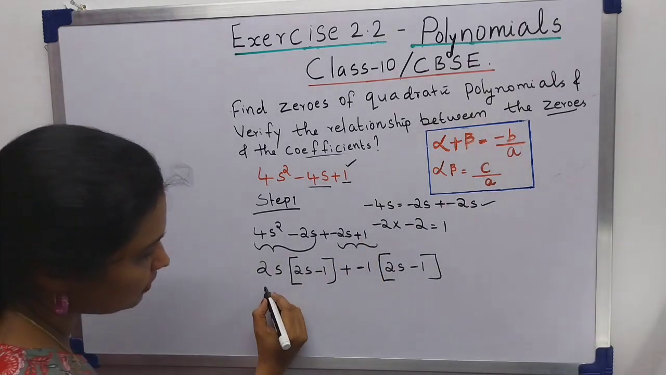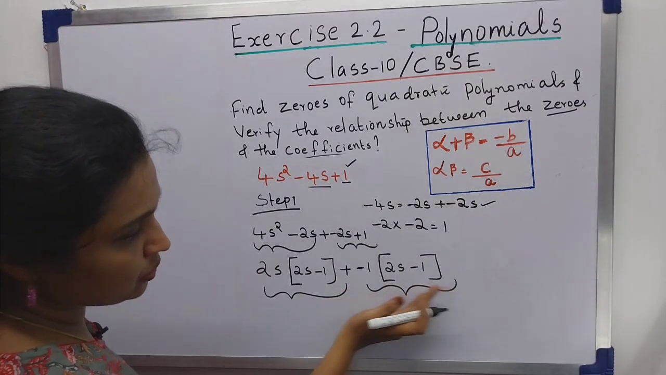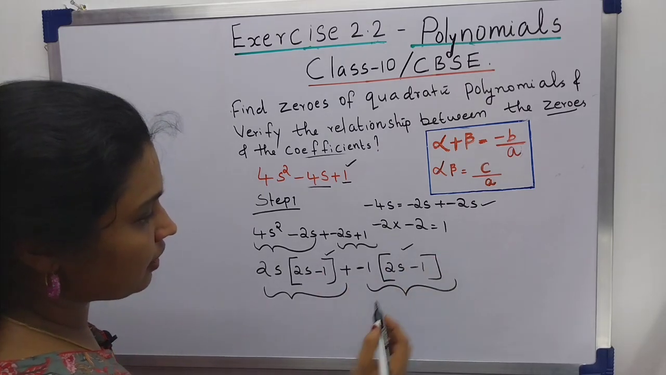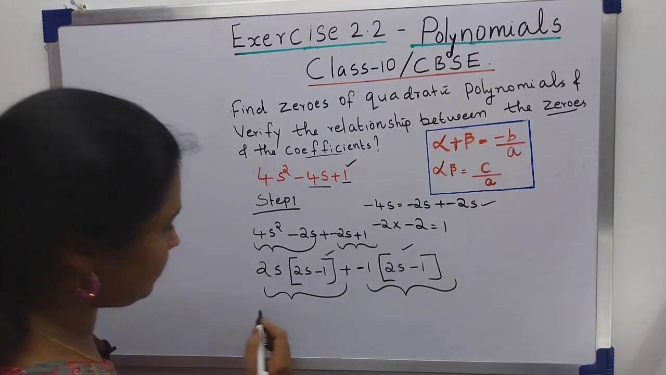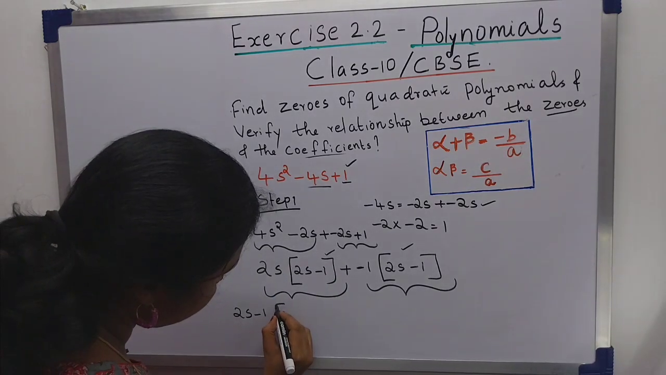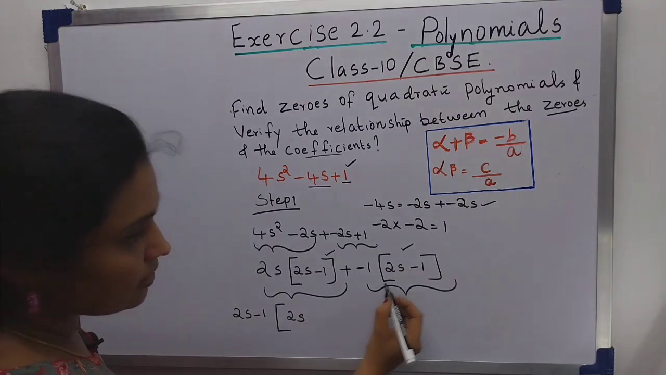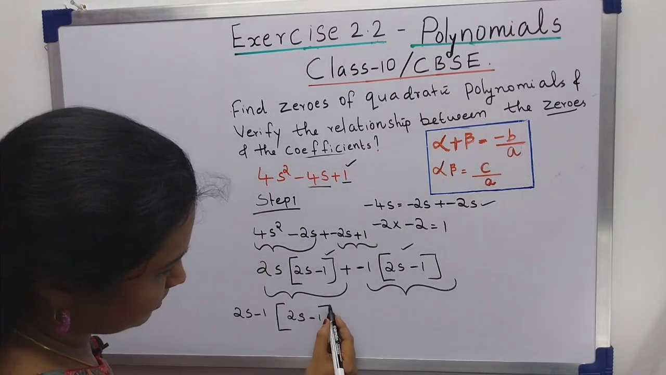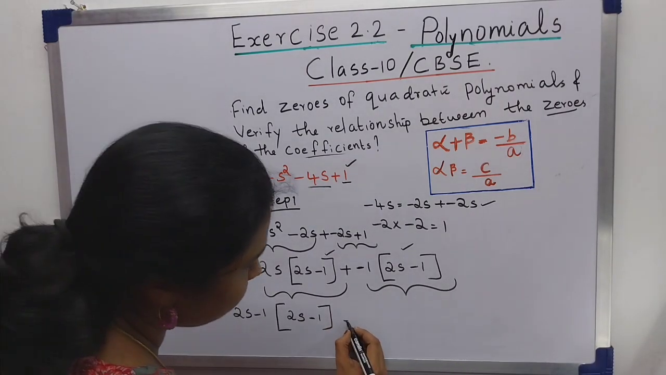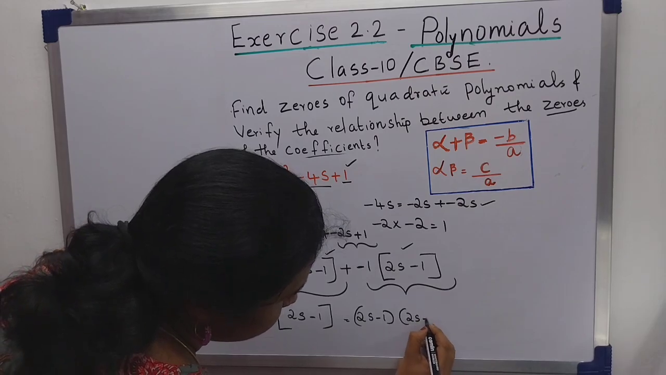Okay. So, this is one term and this is another term. In these two terms, what is the common factor? 2x minus 1 is common in both terms. So, I take 2x minus 1 outside. 2x minus 1 into the remaining term here, 2x. What is the remaining term here? Minus 1. So, we can write it like this: 2x minus 1 into 2x minus 1.